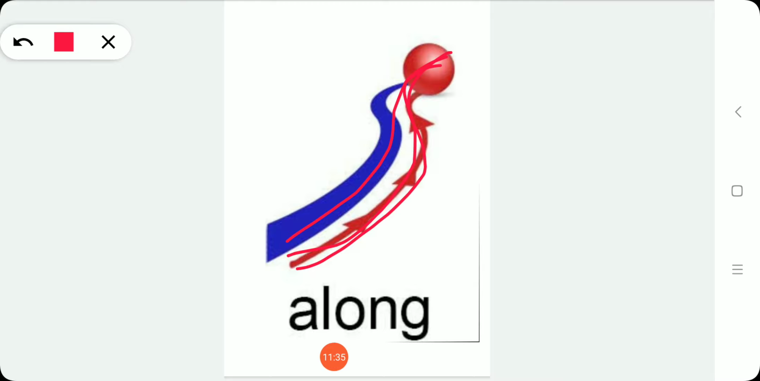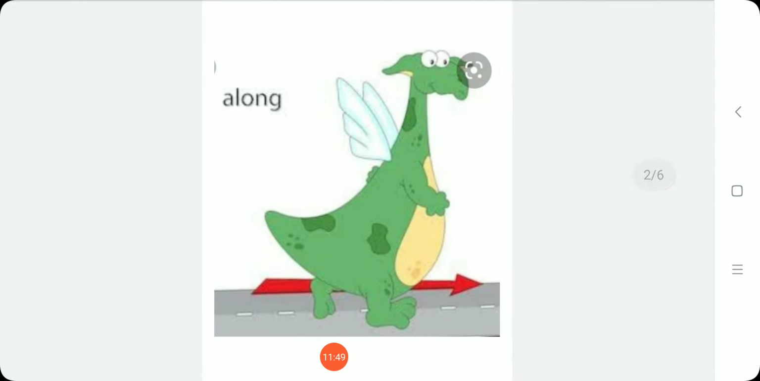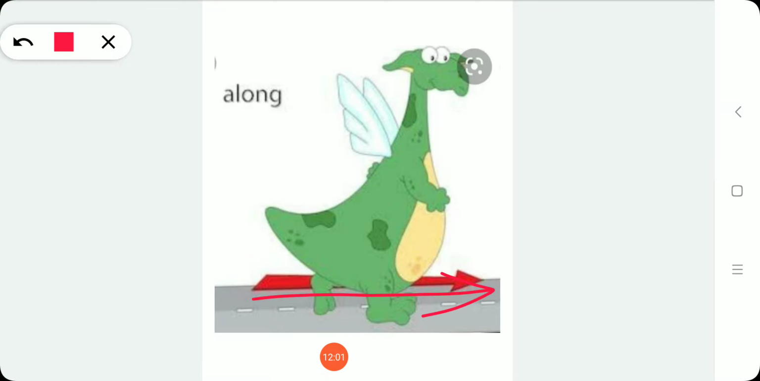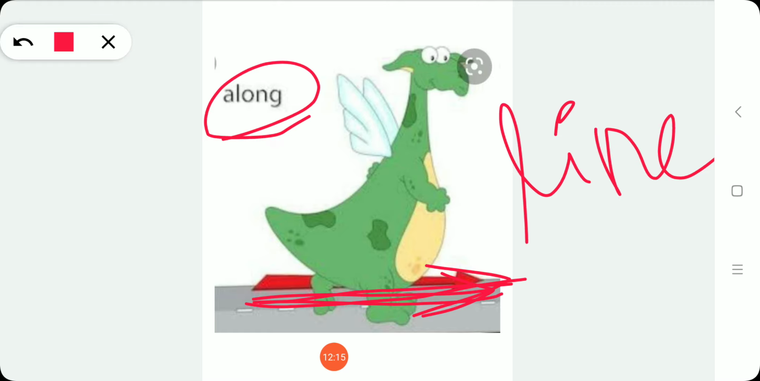Along is used for indicating a line or a line of movement. So the ball is moving along the blue line. The next one, you can see a dinosaur maybe. Here, how can you make a sentence? The dinosaur is walking along the road. So along the road, or in the direction of the road, the dinosaur is walking. Along is used to indicate movement in a line.